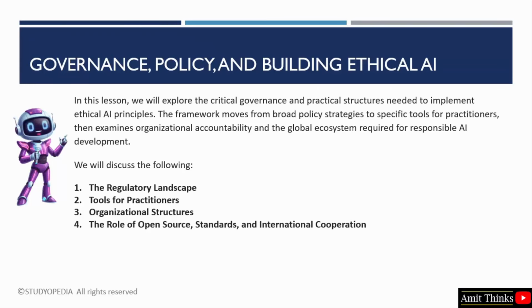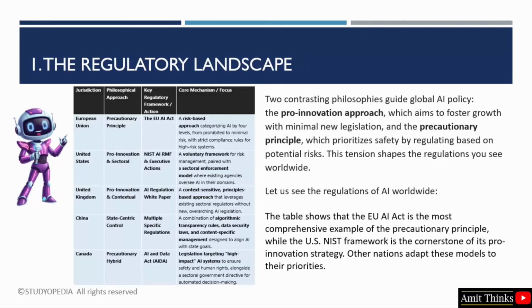This lesson examines key structures for implementing ethical AI. We progress from broad policy to practical tools, then review organizational accountability and the global ecosystem. We will discuss the regulatory landscape, tools for practitioners, organizational structures, and the role of open source standards and international cooperation. Let us start with the first one, that is the regulatory landscape.